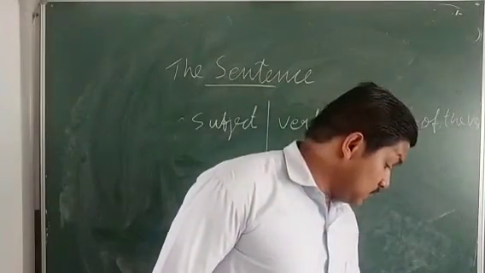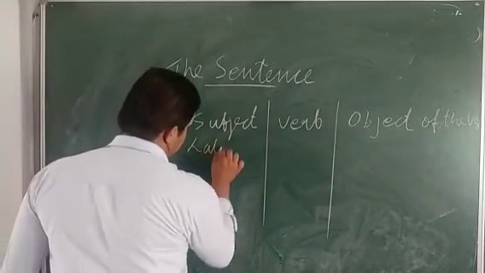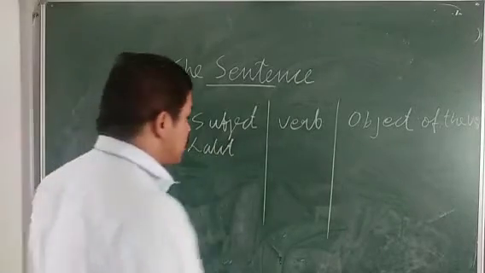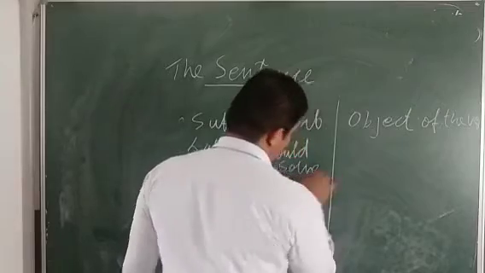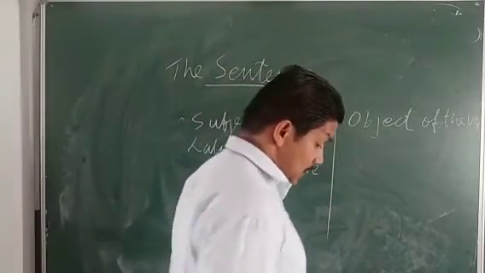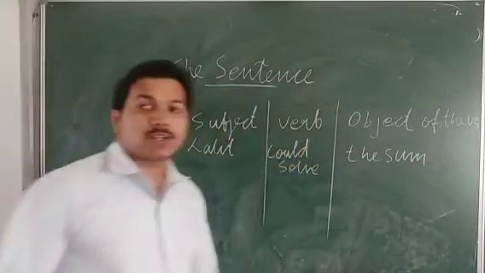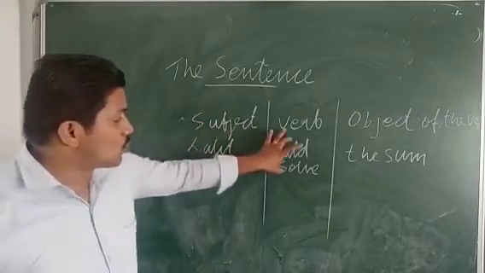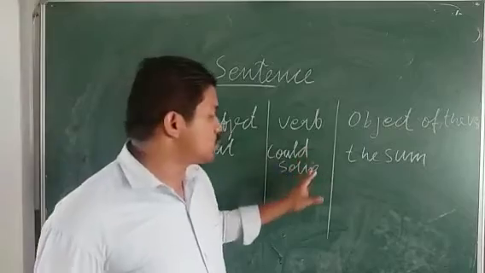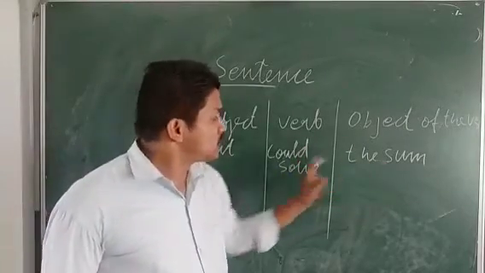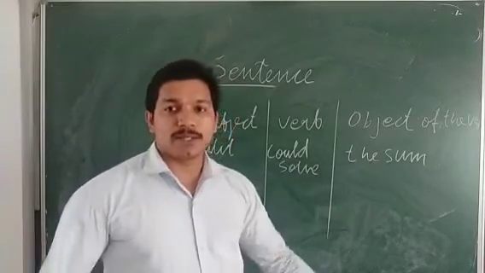The first one: Lalit could solve the sum. Lalit is the subject, could solve is the verb, and the sum is the answer of it. Lalit is the subject there, the doer of the action. Could solve is the verb, where solve is the main verb and could is the helping verb, and the sum is the result of it.